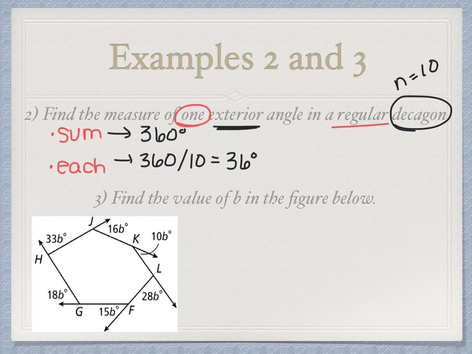Okay, so looking at number 3, find the value of b in the figure below. You'll notice that all of these are exterior angles, and these are all of the exterior angles for the whole figure. What is it, a hexagon? It's a hexagon. However, this is an irregular hexagon, so they're not all the same. But I do know that they would all add up to 360. So I could write my equation as 33b. Let's see, gosh, I might need some more space here.